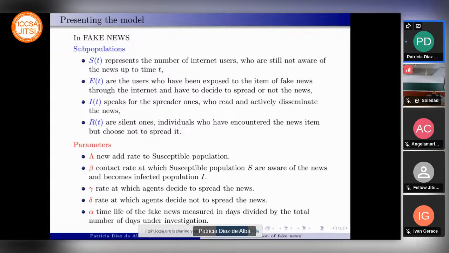In this case, the parameters are defined in the following way. So lambda is a new add rate to the susceptible population. Beta is a contact rate at which susceptible population are aware of the news and become infected. Gamma is the rate at which people decide to spread the news. Delta is the rate at which agents decide not to spread the news, and alpha represents the lifetime of the fake news measured in days divided by the total number of days under investigation.